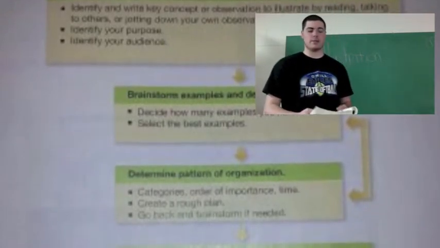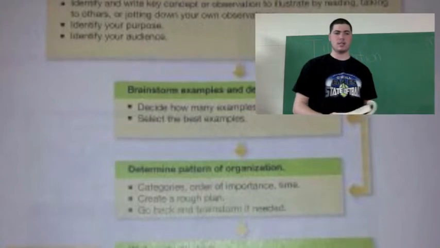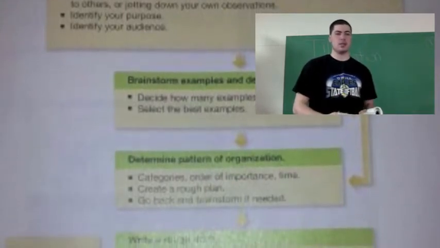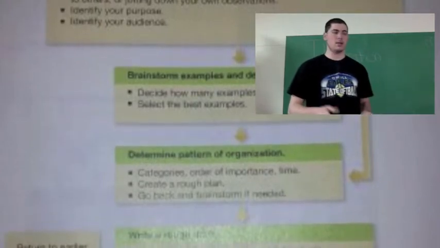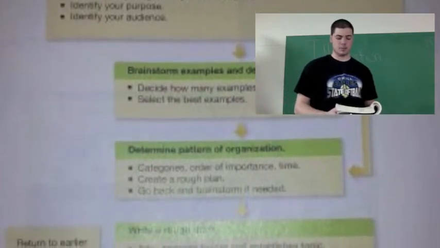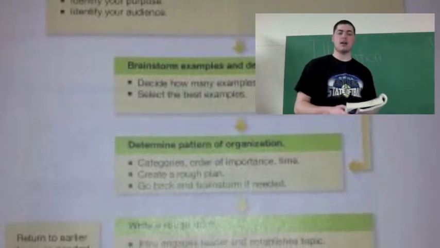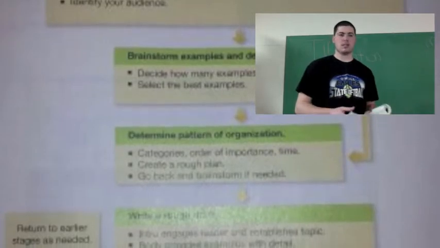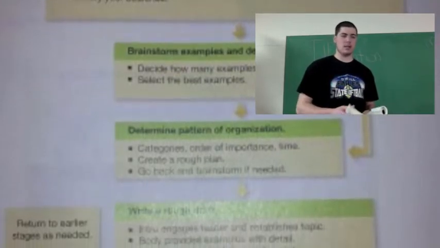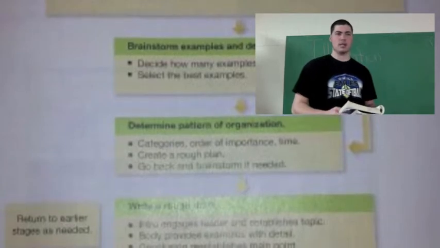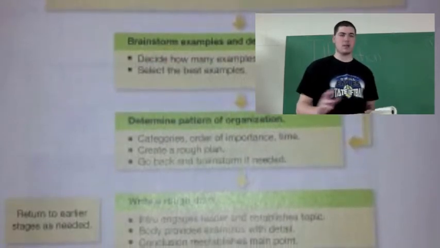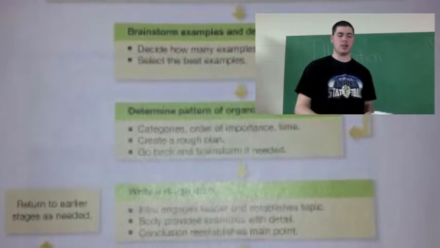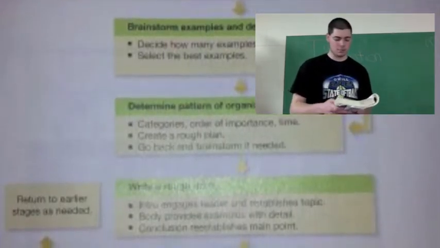Then next you have to brainstorm your examples and details of your essay. Decide how many examples you are going to need and how you're going to place them. Then select your best examples. Determine pattern of organization: categories, order of importance, and time. These are all good steps into determining your organization. Then you need to create a rough plan. And then if you don't have a good enough plan that you'd like, go back and brainstorm once more.